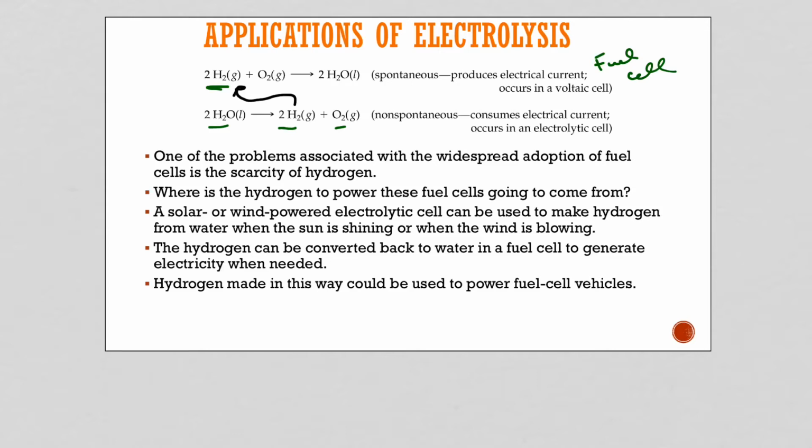And then that would convert it back to water, and potentially the water that's produced in the fuel cell could then be recycled back into the electrolytic cell. And so we could have this nice sort of setup where we have electrolysis that's creating the fuel used in our voltaic fuel cell here.